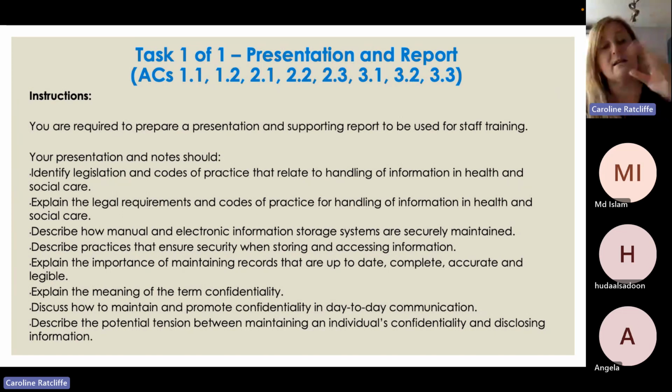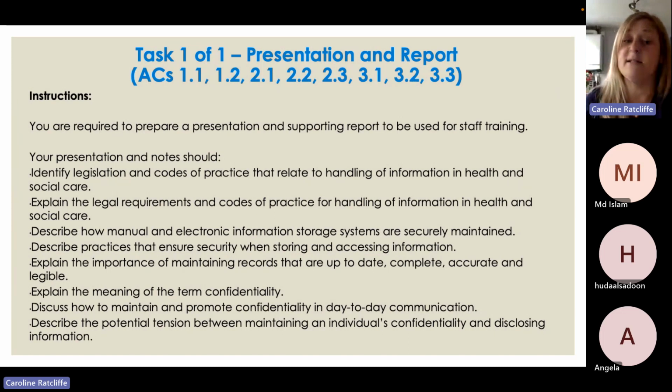So again, you've already identified the legislation. So it might be that you said Data Protection Act of 2018, but it might be then you need to further expand it and then explain what does that law actually mean? What does it actually cover, or what doesn't it cover, if you find that easier. For the codes of practice, and again, I've given you 2 examples of both codes of practice, and I've explained what sections you need to be looking at to find that information. You then need to further describe how manual and electronic information storage systems are securely maintained. So that comes back to your passwords and your encryption that I said about earlier.